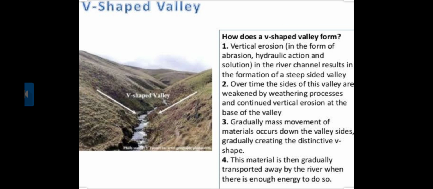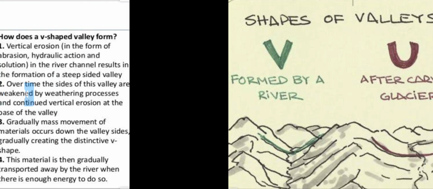The river channel results in the formation of a steep-sided valley. Over time, the sides of the valley are weakened by weathering processes, with vertical erosion continuing at the base of the valley. Gradually, mass movement, which has been spoken about, of materials occurs down the valley sides, creating the distinctive V shape. This material is then gradually transported away by the river when there is enough energy to do so.